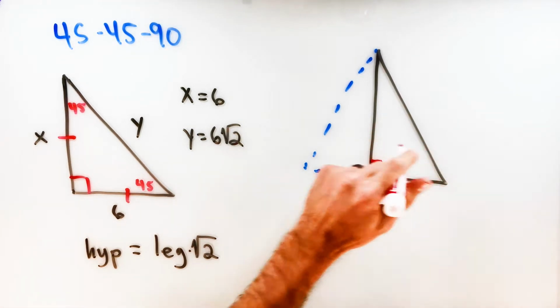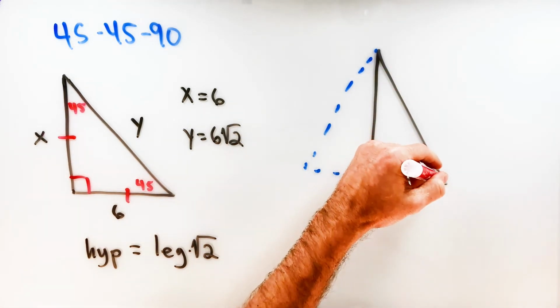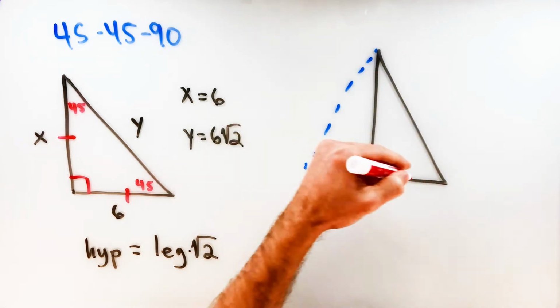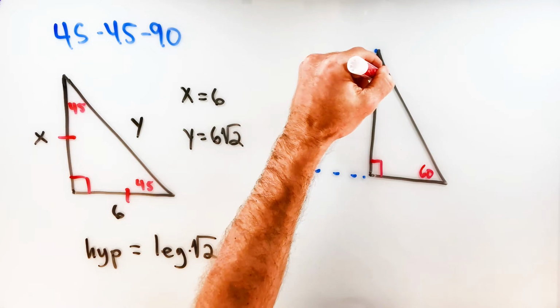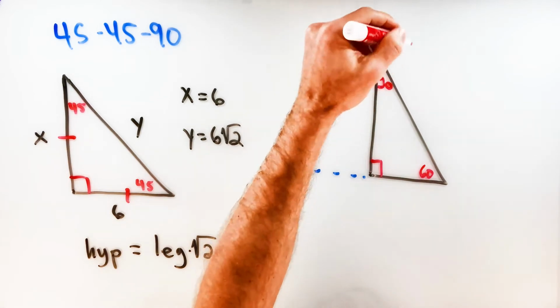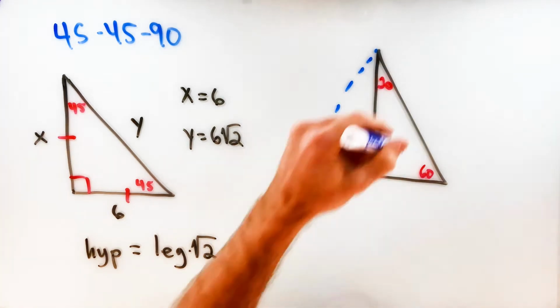Number 1 is that if all the angles are the same, 180 divided by 3 is 60. So all these angles are 60. Since I've cut that top angle in half, half of 60 is going to be 30. So that's why we call this again the 30, 60, 90.